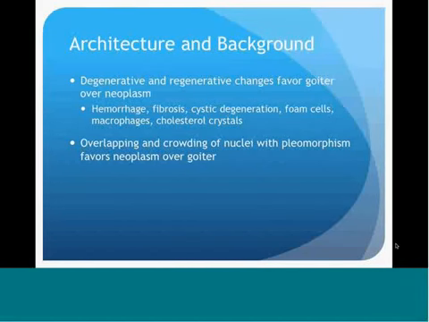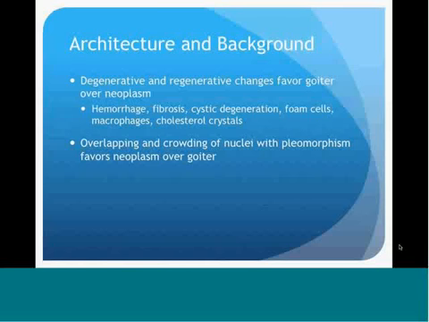So different degenerative and regenerative changes will favor a nodular goiter over neoplasm. I've shown you pictures of hemorrhage, which are signified by hemosiderin macrophages, and cystic degeneration. Areas of fibrosis on an ultrasound will indicate long-standing nodules as opposed to rapidly growing nodules. So these kinds of changes will favor something that's been there for a long time, that's less likely to be neoplastic because neoplasms typically grow faster.